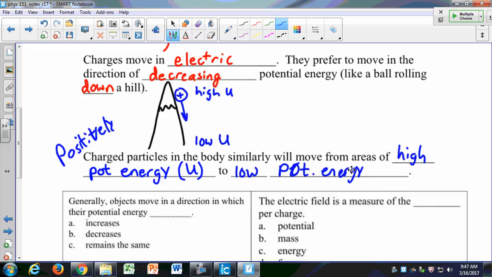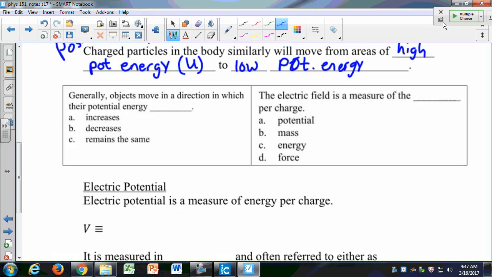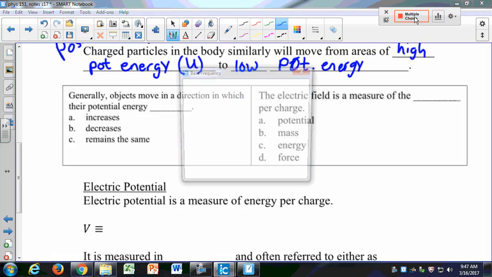Okay, so let's try these questions. Generally, objects move in a direction in which their potential energy does what?